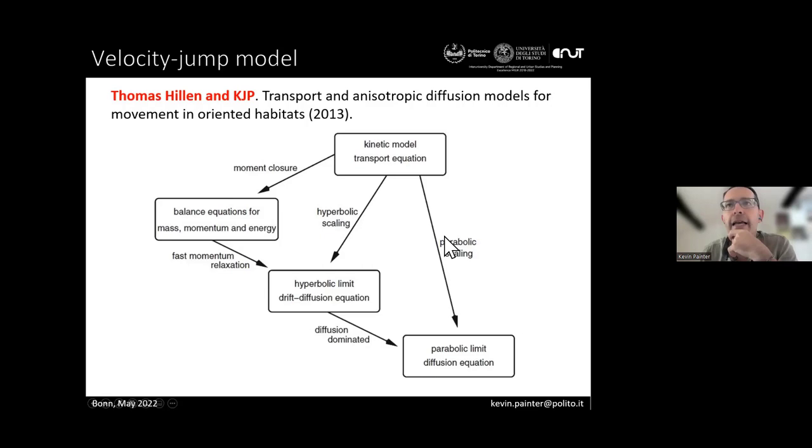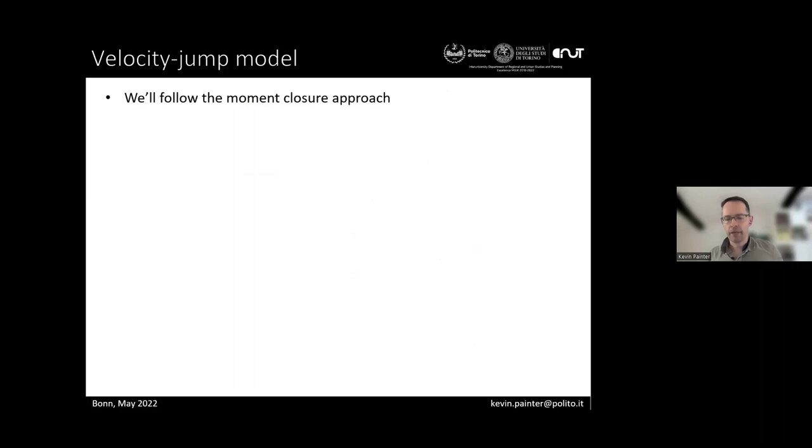And as I say, I'm going to concentrate on this first one, this moment closure here, but there are further methods. And if anybody's interested in this, then myself and Thomas Hillen wrote a little review article on this from about 2013, where we went through each of these different approaches. So, as I say, that's what we're going to now look at.